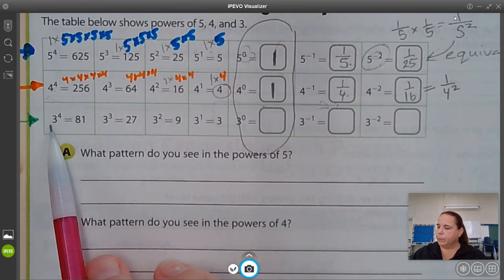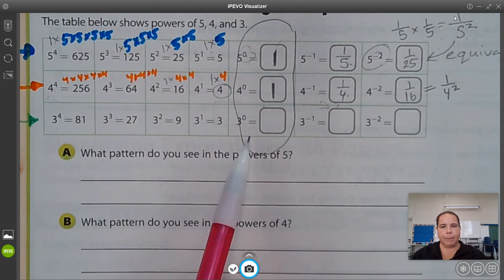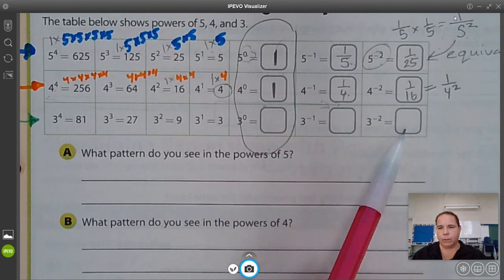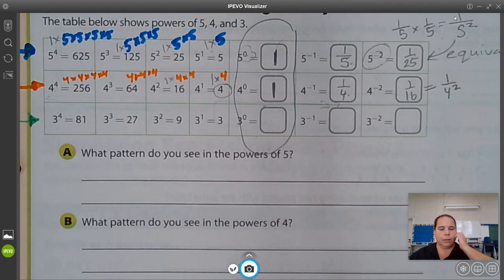And then finally, think to yourself, with that same pattern, what's going to go in this box? What's going to go in this box? So this is called a dramatic pause. I want to make sure you try to think, and then I will let you know.